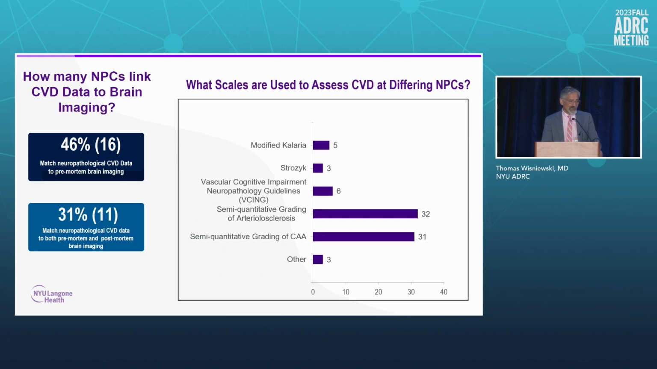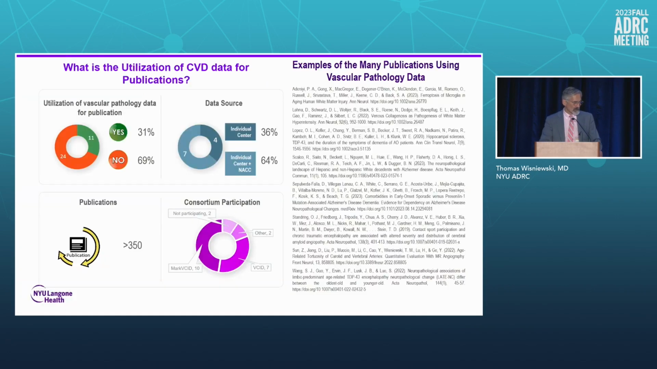In terms of the scales that are used to assess CVD, the vast majority are using semi-quantitative grading of CAA as well as semi-quantitative grading of arteriolosclerosis, with a smattering of centers using other grading systems like the VSING guidelines or Strosky or modified Calaria.